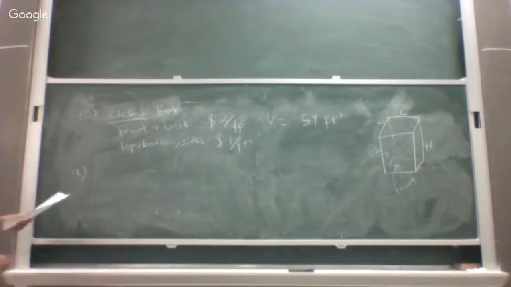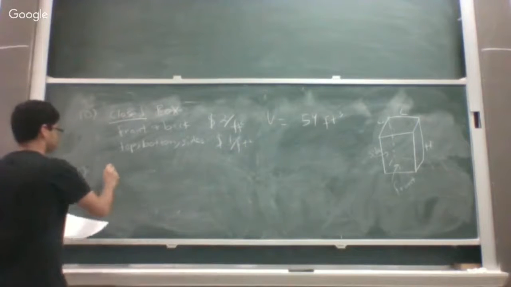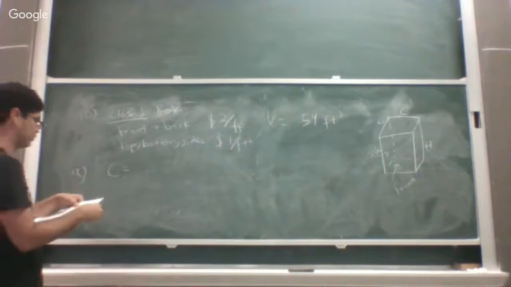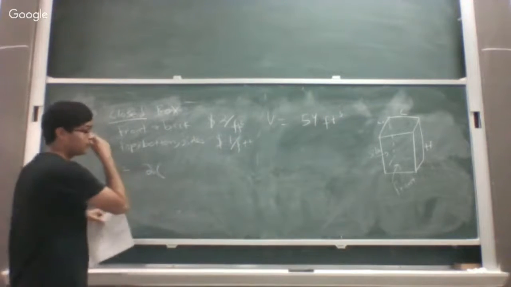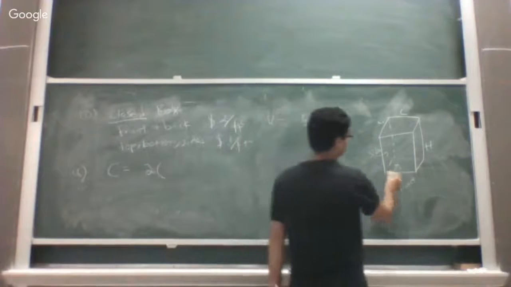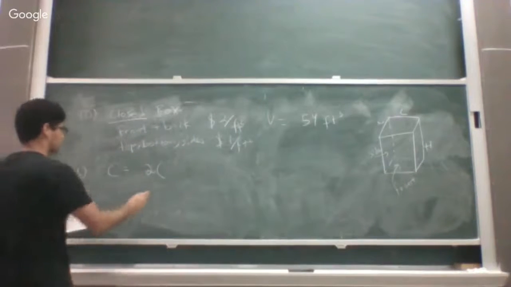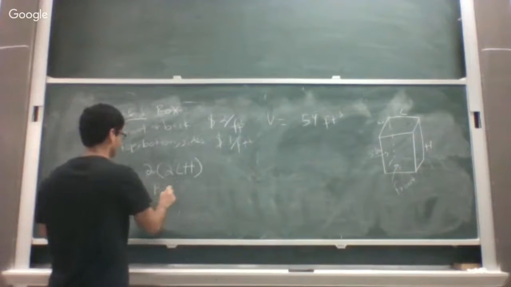So part A is find cost in terms of length, width, and height. So C is equal to, if we just do the front and the back, we have $2, and that's equal to length times height. Times 2. So it costs $2, but it's 2 times length times height. So this is the front and back.